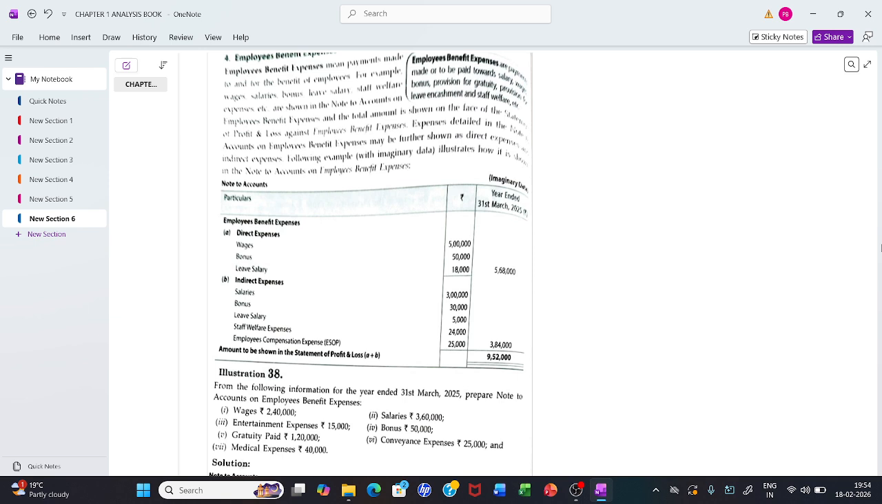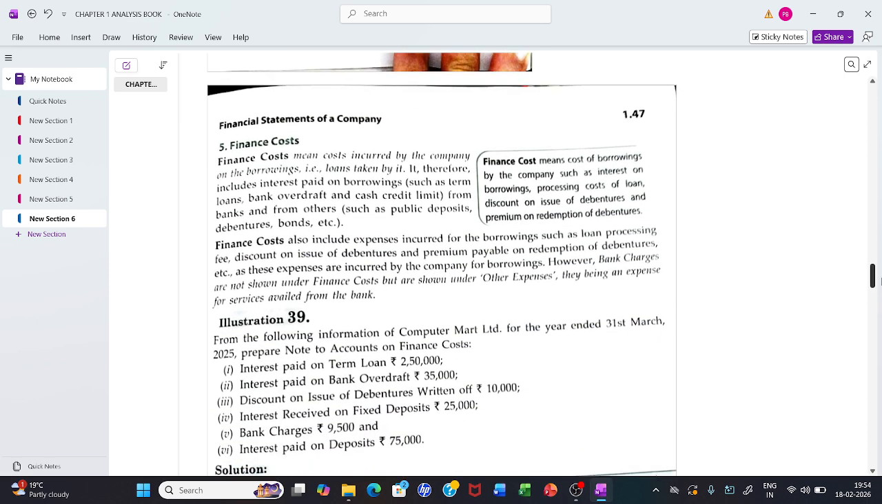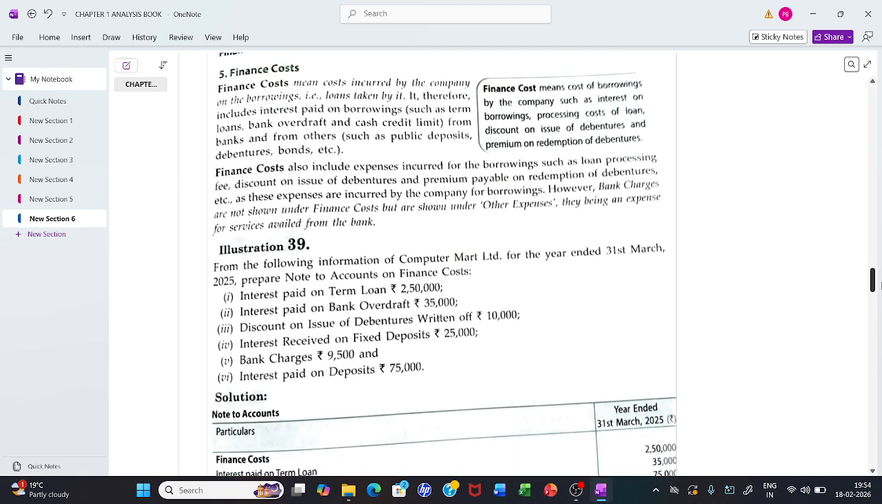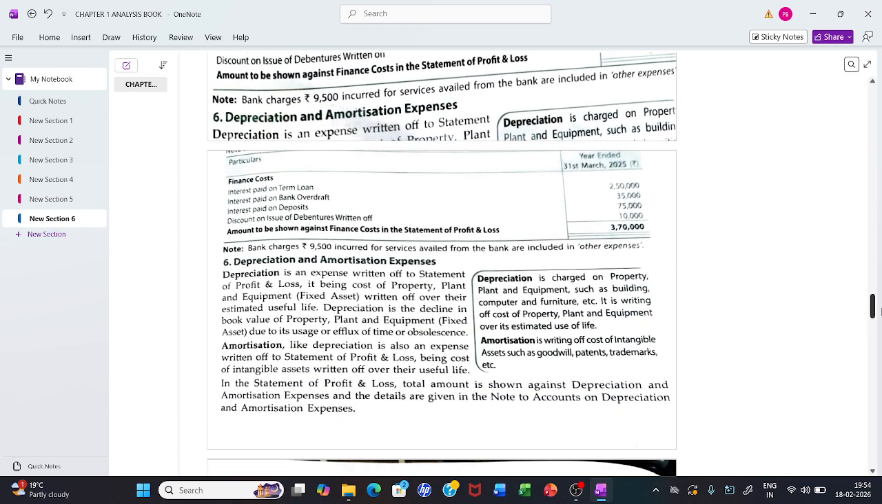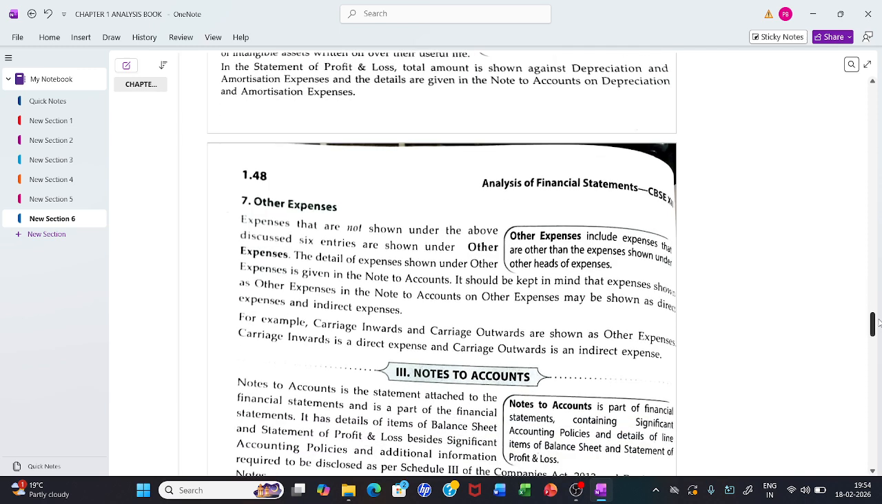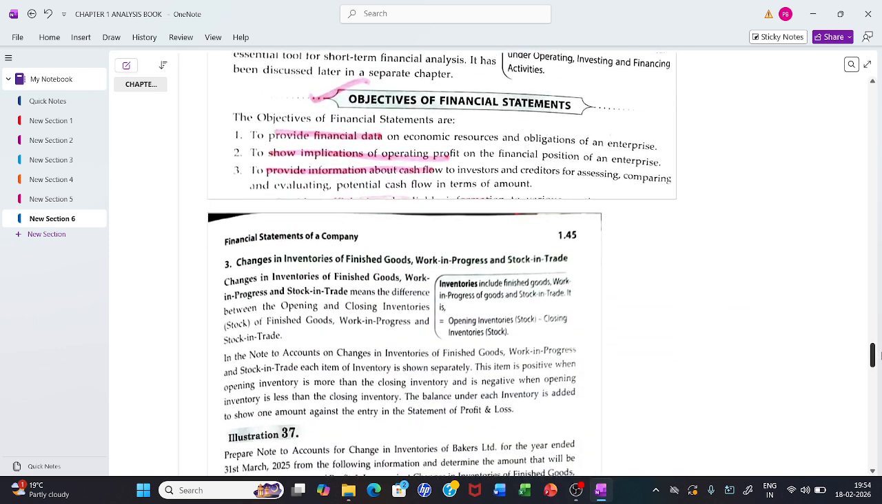If it is for a factory worker, it would be a direct expense, otherwise an indirect expense. Then we have finance cost, where we give interest on borrowings, etc. So these are a part of finance expenses, such as any interest on loan. Then we have depreciation. Depreciation is used for fixed assets. Amortization is used for intangible assets. Then other expenses: the expenses which could not be shown in any of these categories would be classified as this.